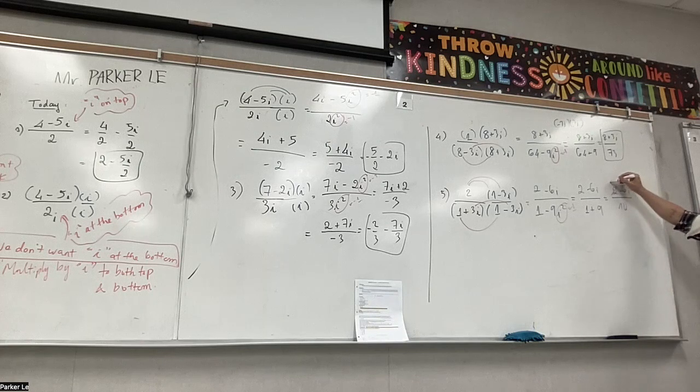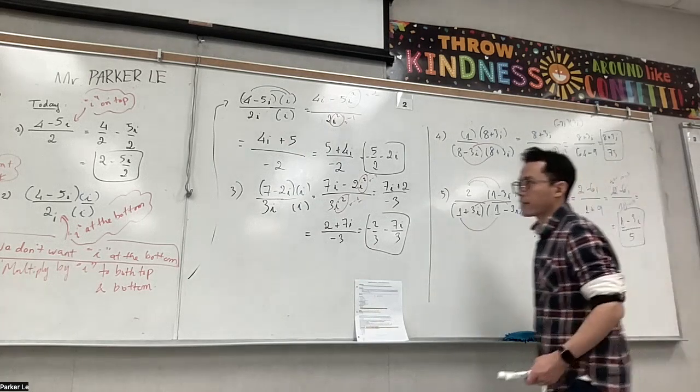This divided by 2, this divided by 2. So 2 divided by 2 is 1, 6 divided by 2 is 3, 10 divided by 2 is 5. So eventually you have 1 minus 3i over 5. You can just stop right here. Okay, you can just stop right there.